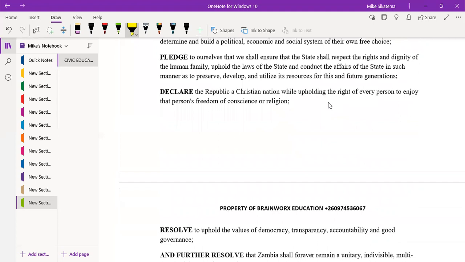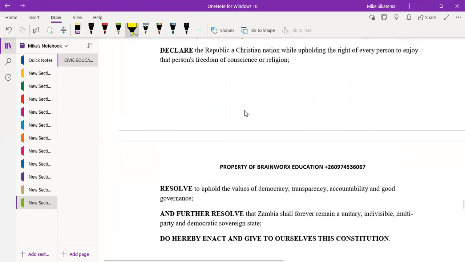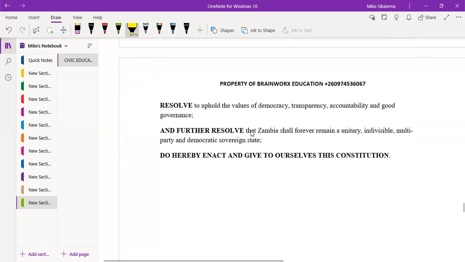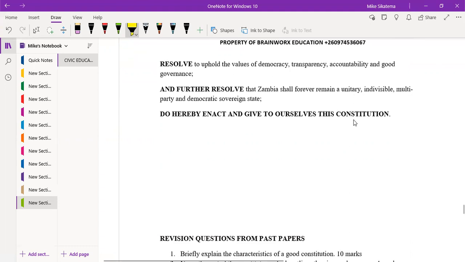Pledge to ourselves that we shall ensure the state shall respect the rights and dignity of the human family, uphold the laws of the state, and conduct the affairs of the state in such manner as to preserve, develop, and utilize its resources for this and future generations. Declare the Republic a Christian nation while upholding the right of every person to enjoy the person's freedom of conscience or religion. Resolve to uphold the values of democracy, transparency, accountability, and good governance. And further resolve that Zambia shall forever remain a unitary, indivisible, multi-party, and democratic sovereign state. Do hereby enact and give to ourselves this Constitution.